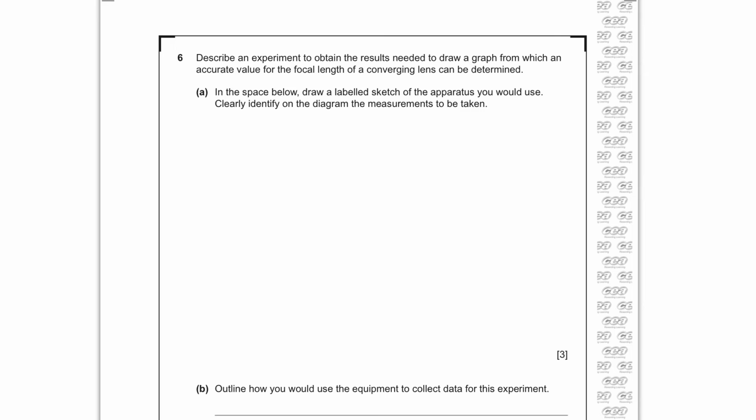Okay, so firstly, it says very clearly that whatever we're going to do will involve the drawing of a graph. And we're trying to find an accurate value for the focal length. So we need to work with U's and V's. So we need some kind of identifiable light source, something with a shape on it that we can focus. We need our converging lens, we need a screen, and we need to be measuring the U and the V values.